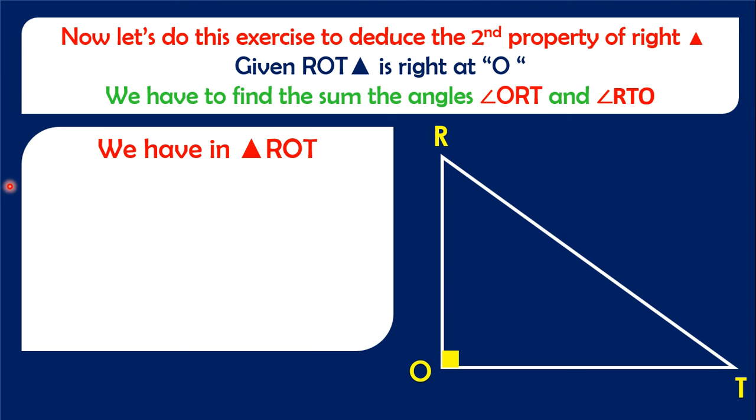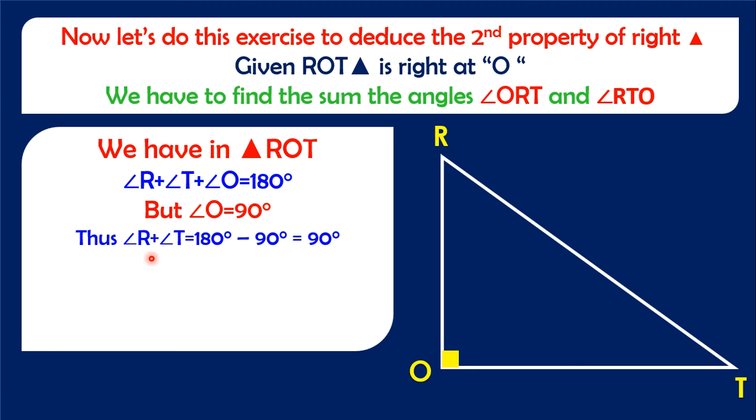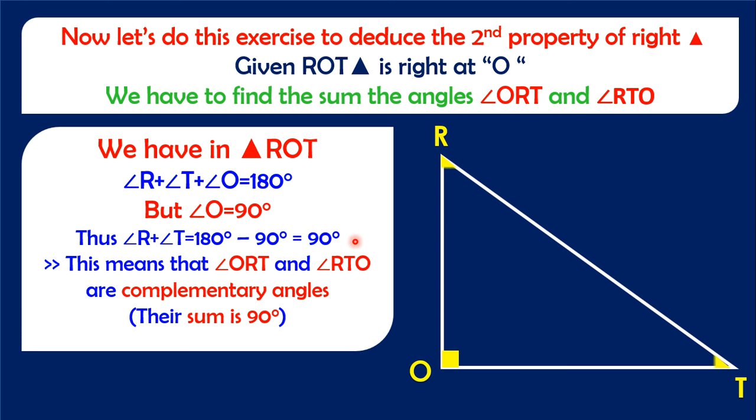We have in triangle ROT angle R plus angle T plus angle O equal 180 degrees, sum of the angles of a triangle. But angle O equals 90, this angle equals 90. This means that R plus T angles equal 180 degrees minus 90 degrees, which equals 90 degrees. This means that angle ORT, this angle, and angle RTO, this angle, are complementary angles.